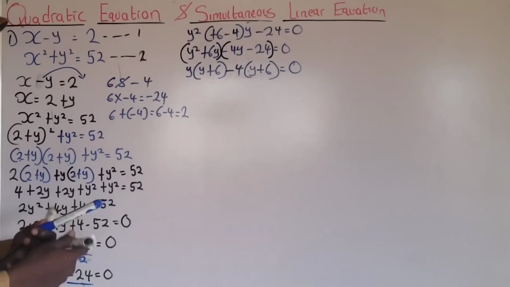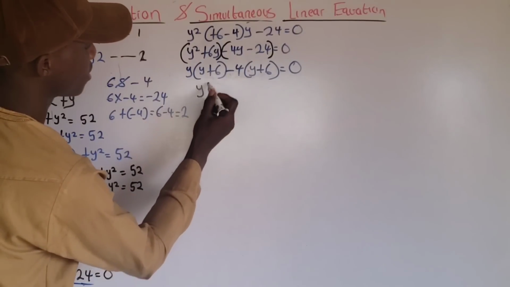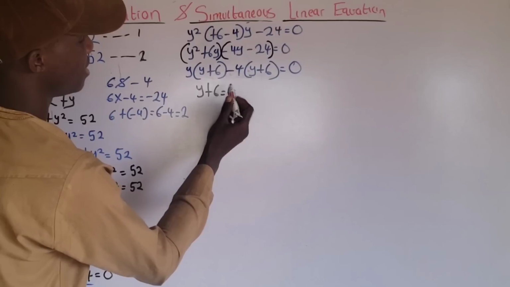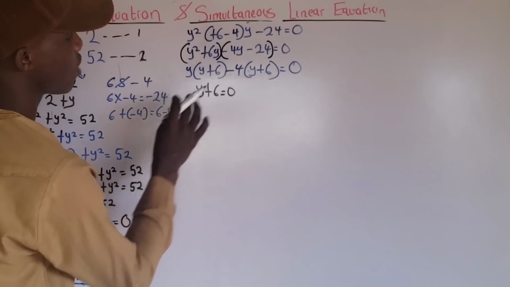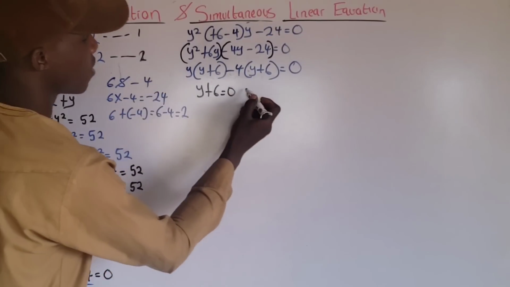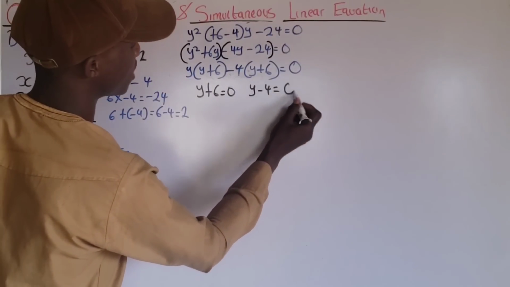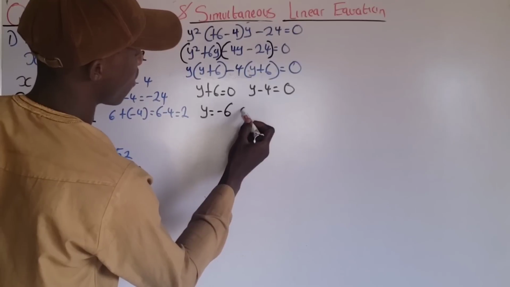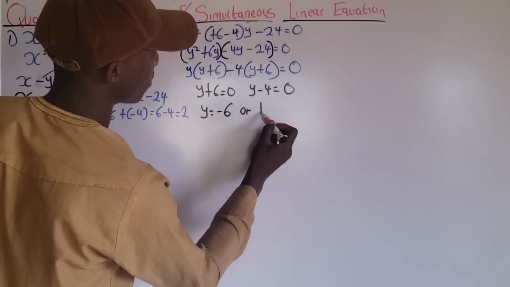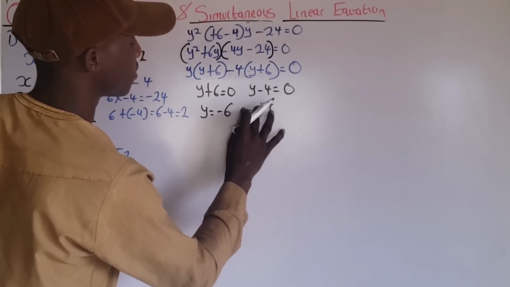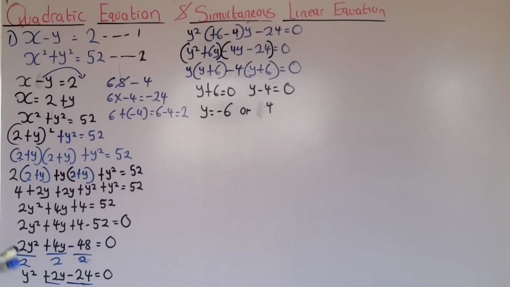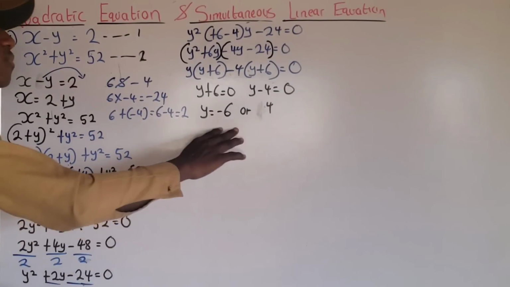So I'm going to take one. So I'm going to have y plus 6 equals to 0. Then the factored, I'm going to combine both. Y minus 4 equals to 0 as well. So here I'm going to have y is equals to negative 6 or positive 4. You understand? Because if this 4 crosses the equals to sign, the sign is going to change to positive. So these are the values of y.